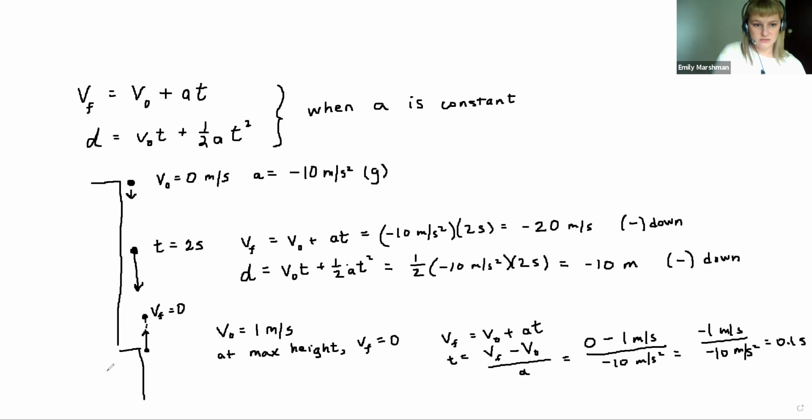That's the time it takes, as soon as the ball leaves my hand, for it to reach its maximum height. And then you could also solve for what is the maximum height above the building using the second one and solve for D, because now you know time.